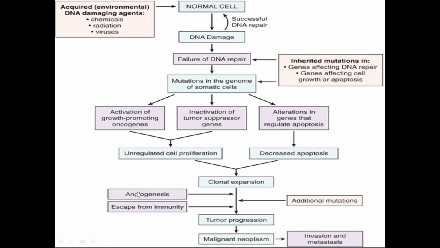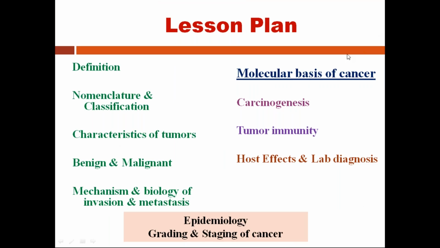These cells get nourishment from the newly formed capillaries, that is angiogenesis. They escape death from the immunity. They accumulate mutations in subsequent cell cycles, favoring tumor cell progression. Ultimately there is transformation into malignancy, and once it reaches a particular size, it's capable of local invasion and metastasis. So now you will understand this full chart. That's about the molecular basis of cancer.